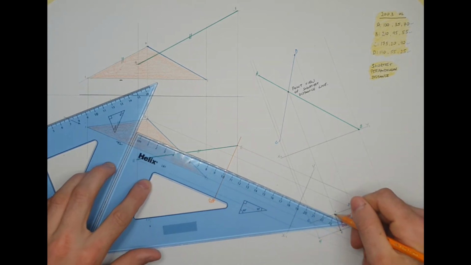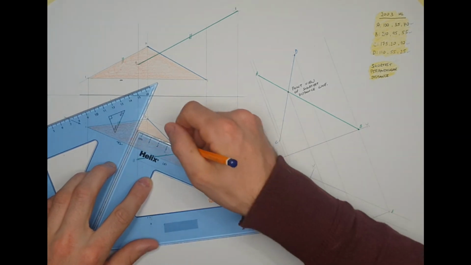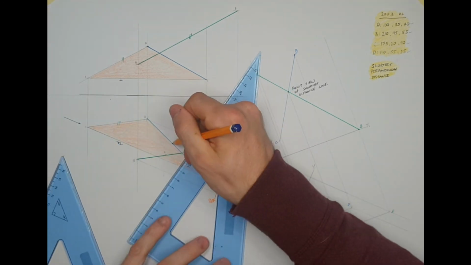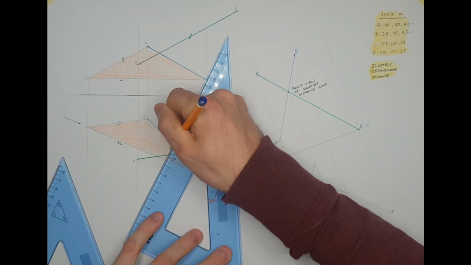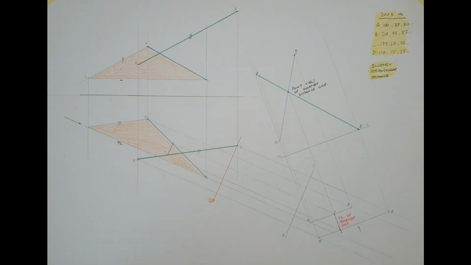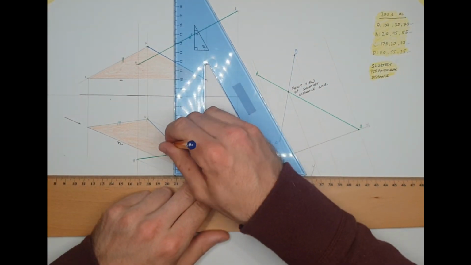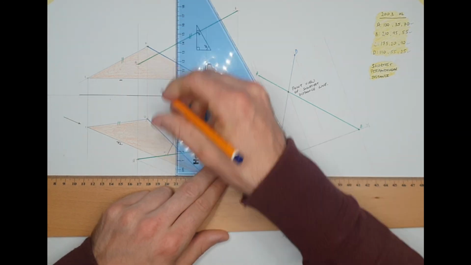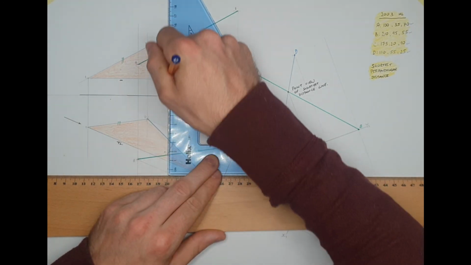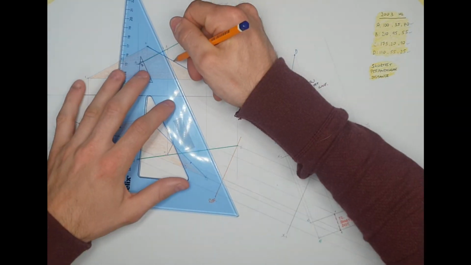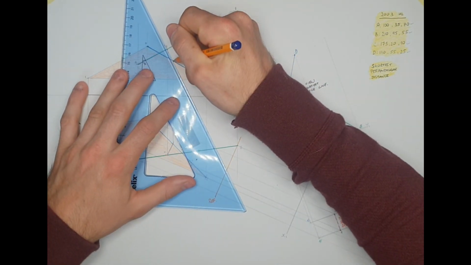Point 1 is on the blue line. So there's the line, joining 1 to 2. There it is in plan. In the elevation, point 1 on the blue line, point 2 on the green line. And we are very nearly there now. Point 1 to point 2 in the elevation. There's the shortest distance.